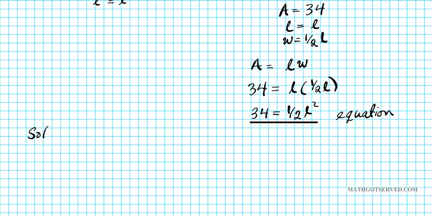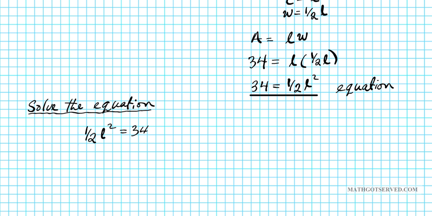Now let's go ahead and solve the equation. Okay, solve the equation. Now, to solve the equation, we just have to get L by itself. So we can rewrite it as 1/2 L squared equals 34. Now, how do we get L by itself? This can be accomplished in two algebraic steps. Get rid of 1/2 first, and then the square. Okay? How do you get rid of a fraction? You multiply by the reciprocal. Reciprocal of 1/2 is 2 over 1 on both sides.